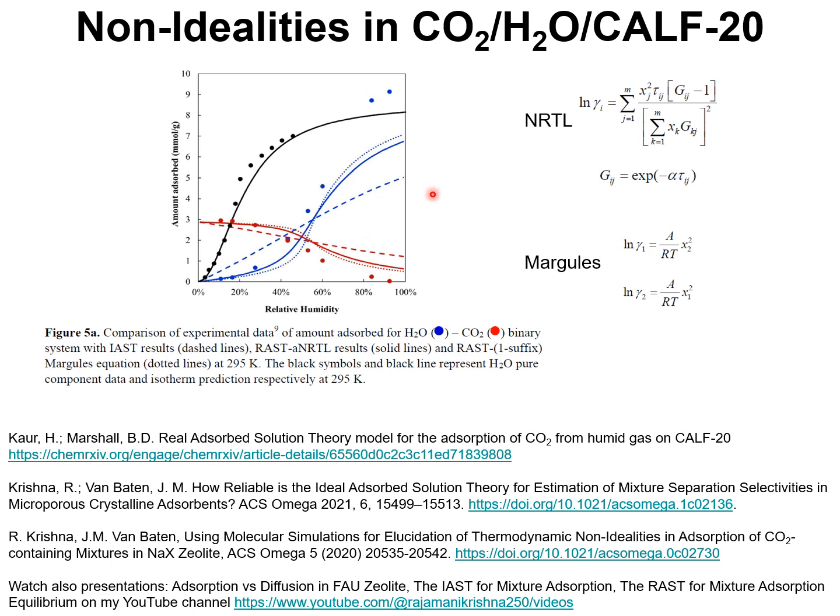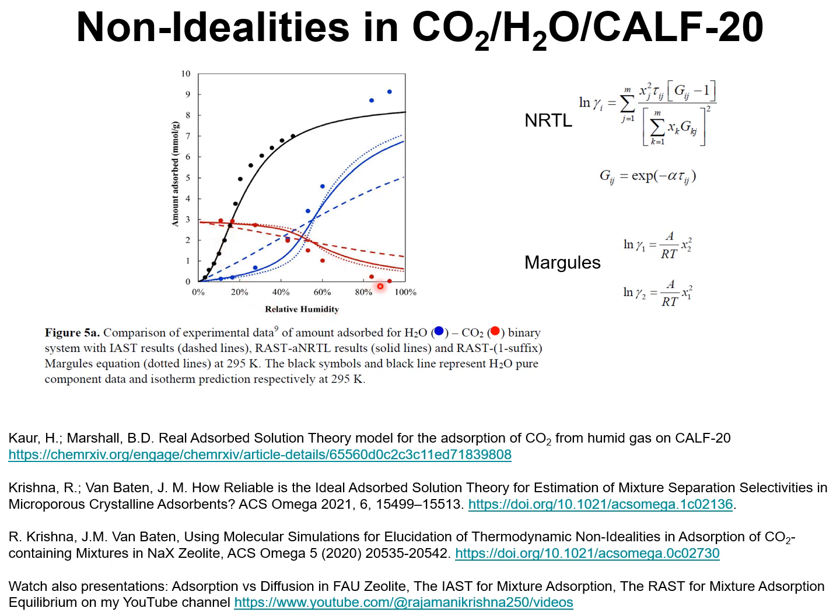The experimental data on CO2 and water adsorption in CAF 20 has been reanalyzed by Harnoon Kaur and Bennett Marshall from ExxonMobil, and the analysis is presented in a paper that is available online. I reproduce here figure 5 of their paper, in which the component loadings of CO2 and water are plotted against the percentage relative humidity.